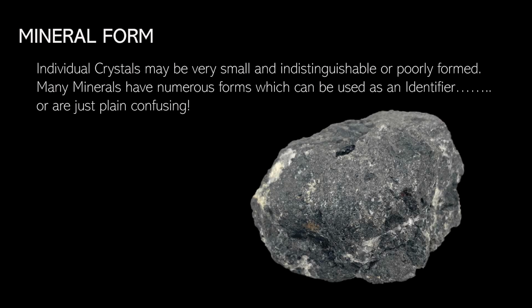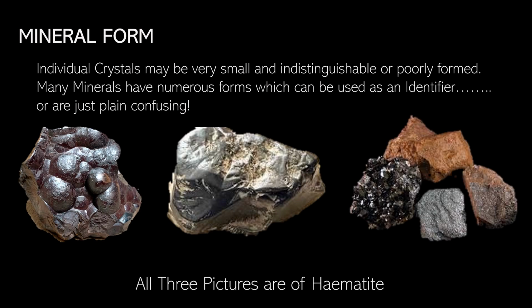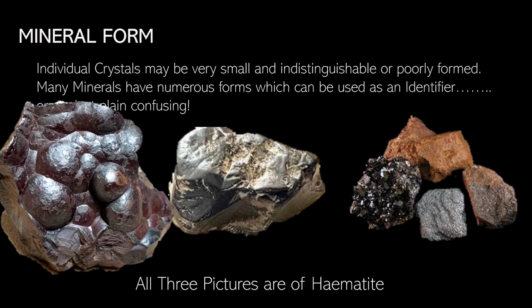Mineral form. Not all mineral samples exhibit pure crystal forms to the naked eye. Most samples encountered will probably have very small and poorly developed crystals, which may be hard to distinguish. These lead to mineral forms which can be very confusing. All of the samples shown here are forms of hematite, an iron oxide. The characteristic form shown on the left gives the mineral its common name, kidney ore.